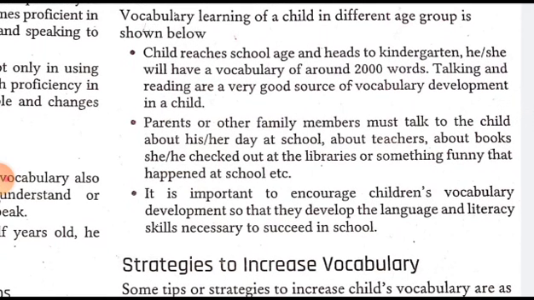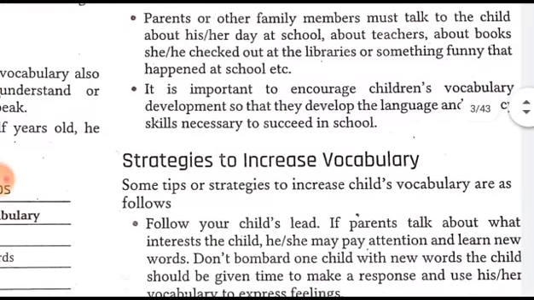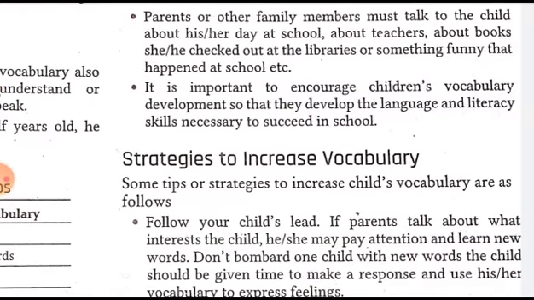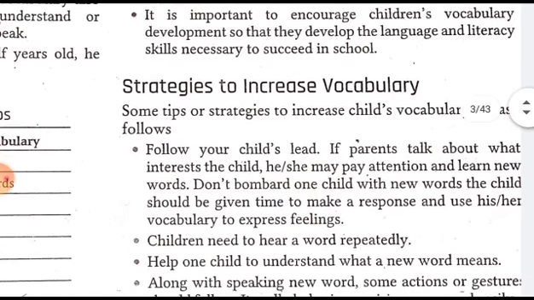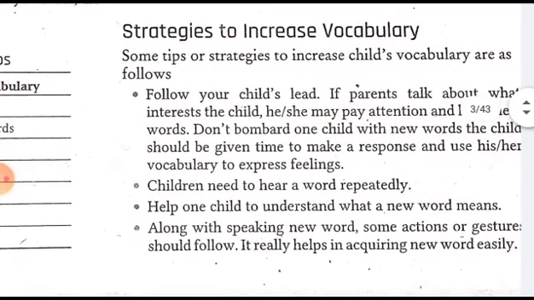When a child reaches school age and heads to kindergarten, he or she will have a vocabulary of around 2000 words. Talking and reading are very good sources of vocabulary development in a child. Parents or other family members must talk to the child about his or her school day, about teachers, about books she or he checked out at the library, or something funny that happened at school, etc. It is important to encourage children's vocabulary development so that they develop the language and literacy skills necessary to succeed in school.